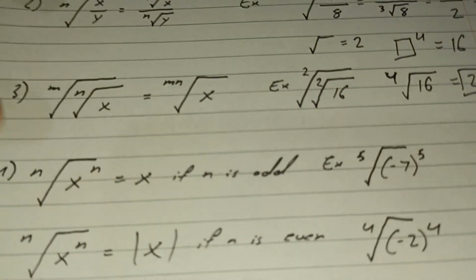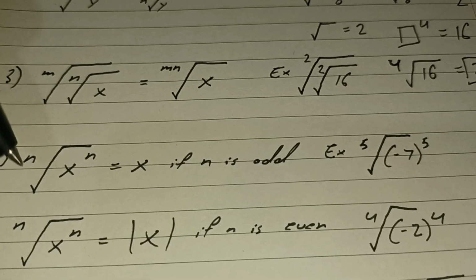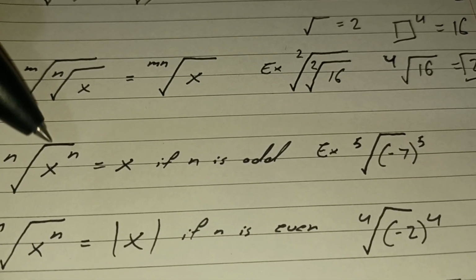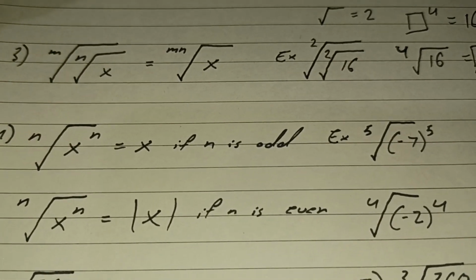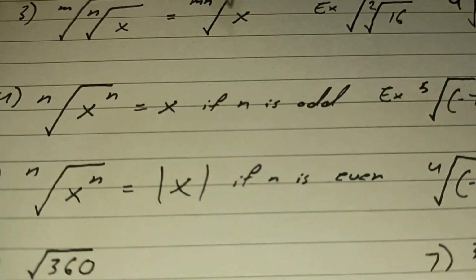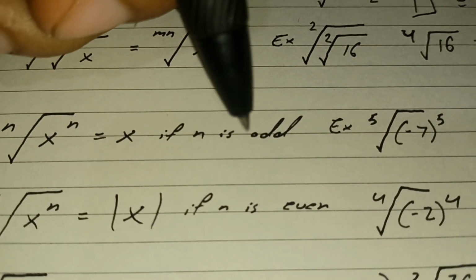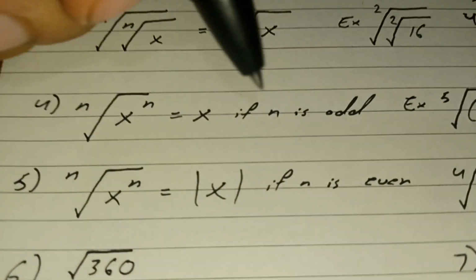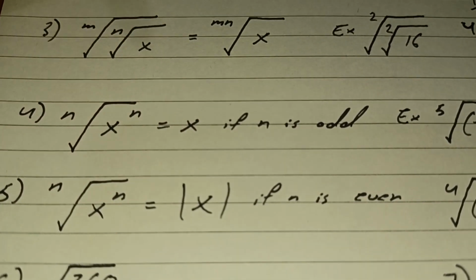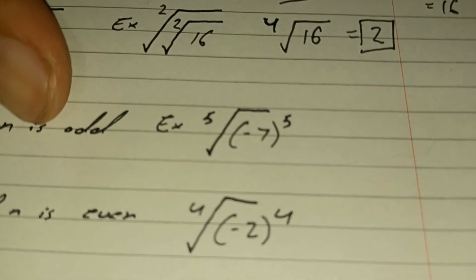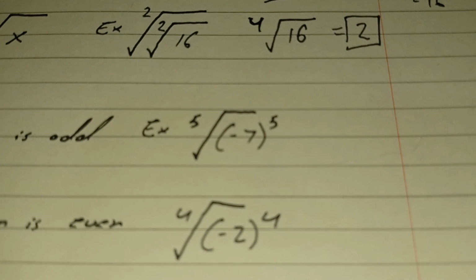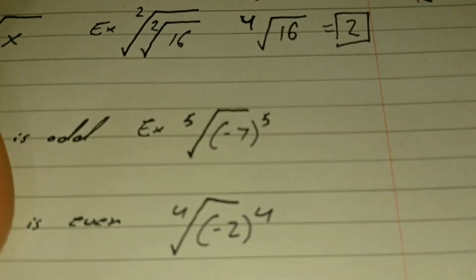Number 4, basically the nth root of x raised to the nth power, these are going to be the same integers, is equal to x, basically this, if n is odd. So if these two are odd, it's going to equal x. So let's look at an example right here.